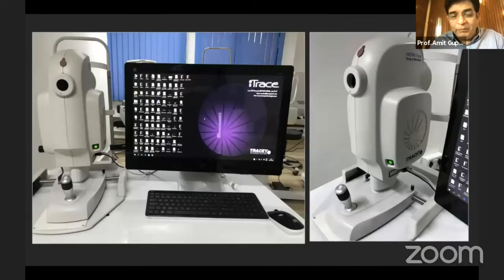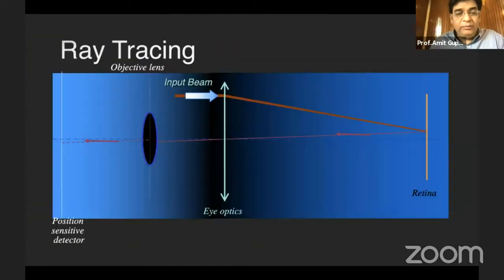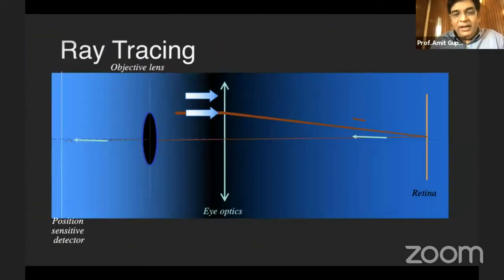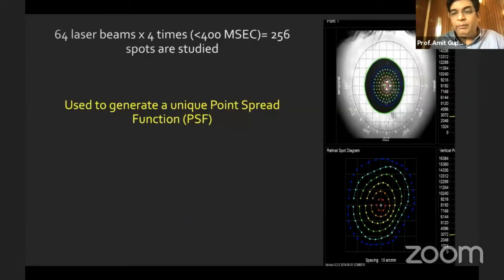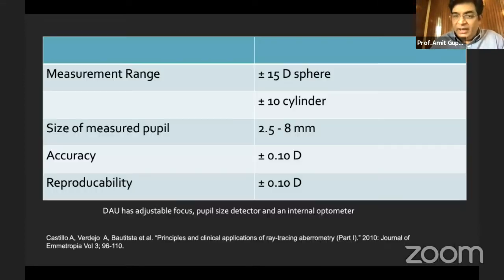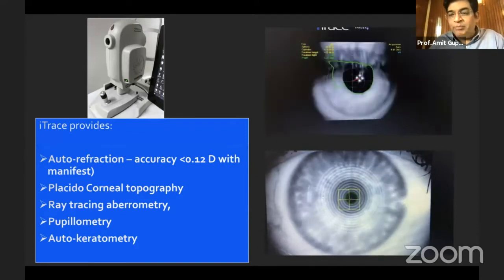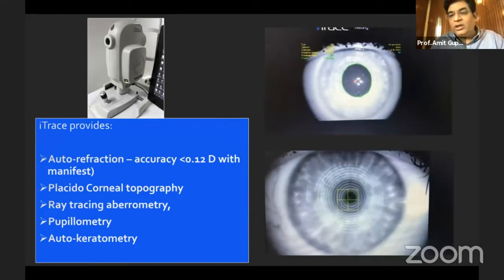The iTrace is one of the newer modalities. What it does is send in infrared laser beams of light which focus on different parts of the retina. These are 64 laser beams, shot 4 times into the eye. So a total of 256 spots are studied, and this is used to generate a very unique point spread function. This is then used to generate data for the eyes. So these are the two kinds of maps.